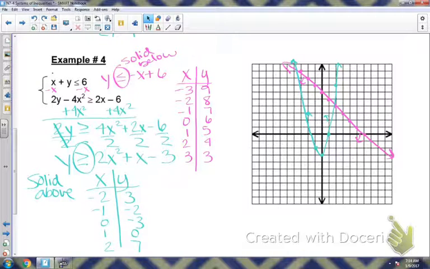Alright, so notice on this one, the purple was below, the blue is above. So your double shaded area where they're both shaded, what they have in common, would be all of this section here. You can check it by plugging in any point in that shaded area, and it should be true for both inequalities. So this is solving a system of inequalities, sometimes with parabolas, sometimes with a mixture of linear and quadratics.